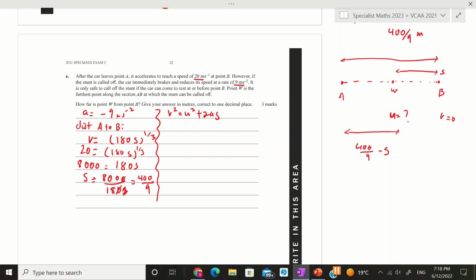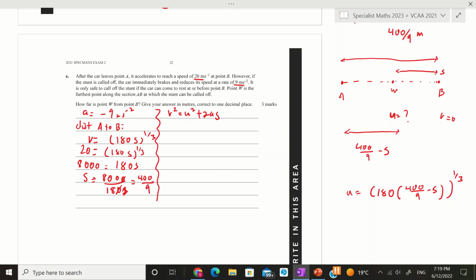So if that's the case, then I can say my initial velocity, that I don't know what it is right now, given this equation here, is equal to 180 times the distance S, which is the distance that it has already traveled, which in this case, if you have gone from A to W, is 409 minus S, to the power of 1 on 3.